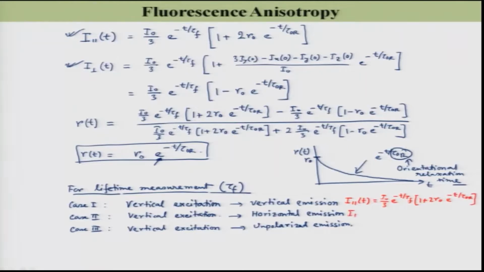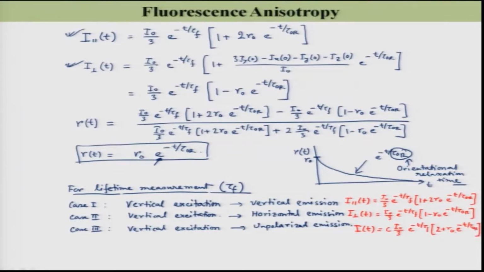This one is nothing but I perpendicular t. So, this is I 0 by 3 e to the power minus t by tau f into 1 minus r 0 e to the power minus t by tau r, and this is for the unpolarized. So, I do not write I parallel or perpendicular, I just write I t. This is going to be equal to some constant, then I 0 by 3 e to the power minus t by tau f into 2 plus r 0 e to the power minus t by tau r.